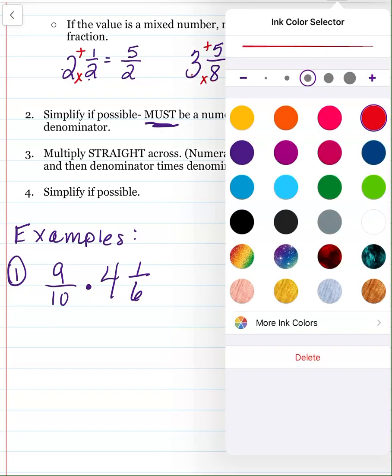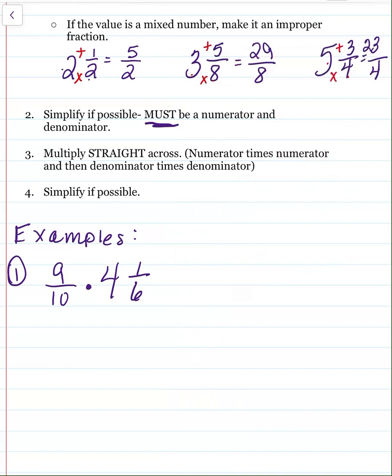So that means I need to do Texas on the 4 and 1/6 to make it a fraction. So I'm going to say 6 times 4 is 24, plus 1 is 25. So I'm doing 9/10 times 25/6. All right, now I want to see if I can simplify.